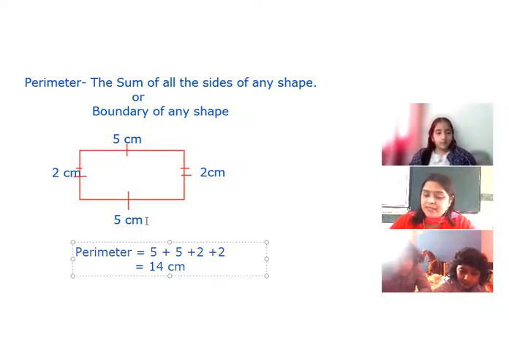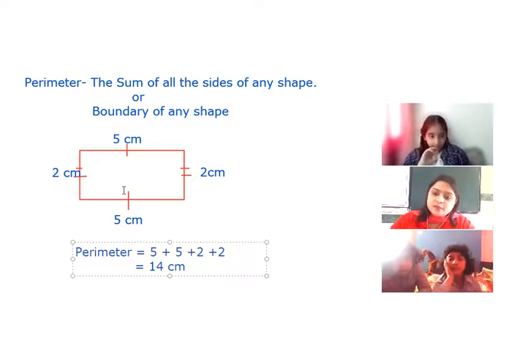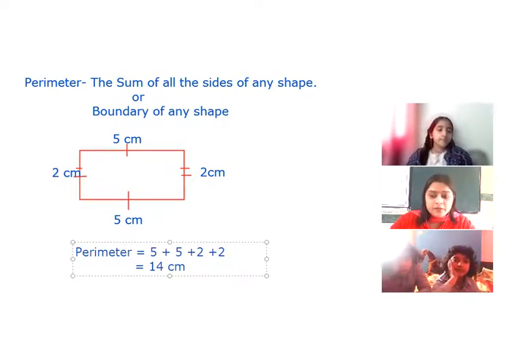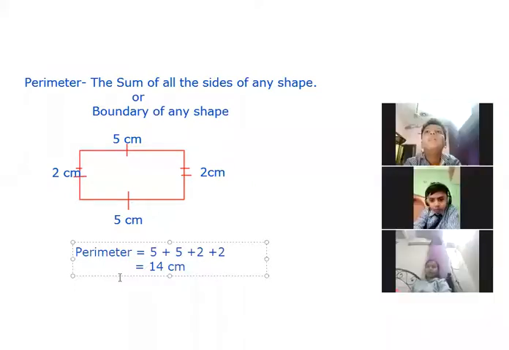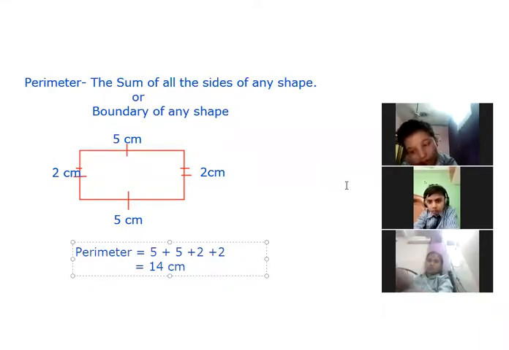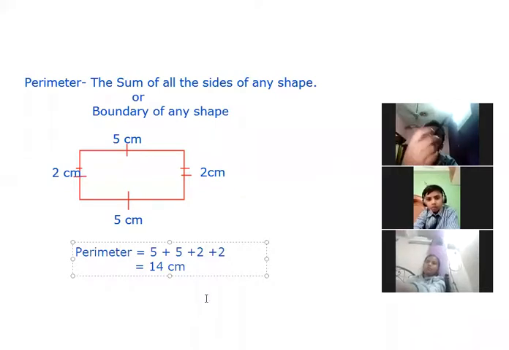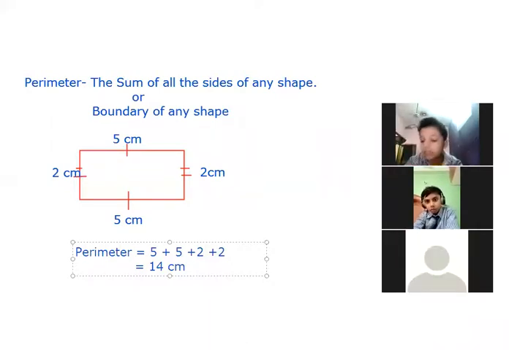जितनी भी sides होंगी सारी आपको add करनी है, ठीक है? So here we are having only 4 sides. So that's why we are going to add these 4 sides. What we have done here, we have added all these 4 sides, means 5 plus 5 plus 2 plus 2. These are the different lengths of the different sides. So that's why we have added all these sides. Yes, ma'am. And here our overall answer is 14. And this is called the perimeter of this shape.